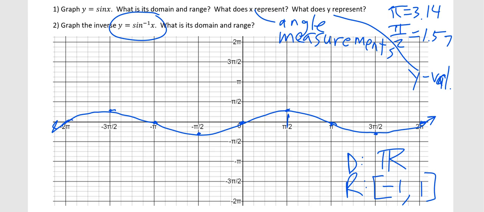Now, if I asked you to graph the inverse, we all know that in order to find an inverse, you do what with x and y? You switch them, right? So what happens to (0, 0)?